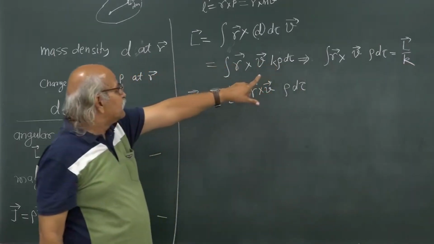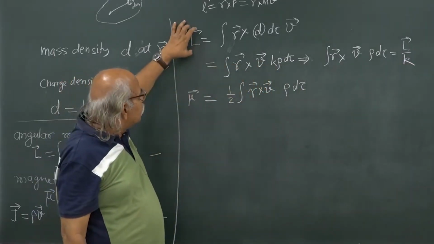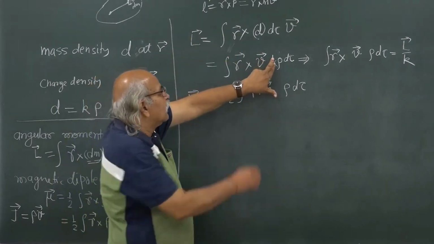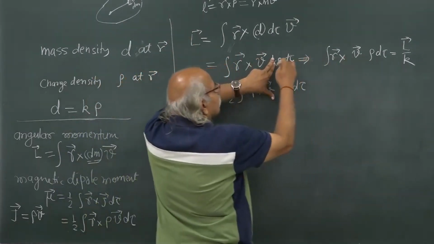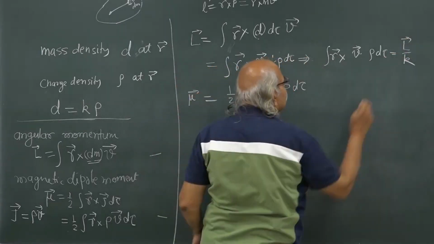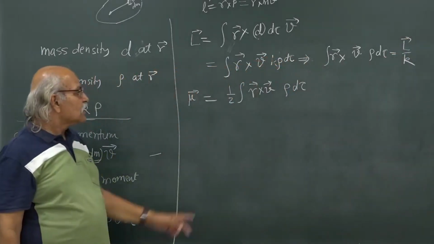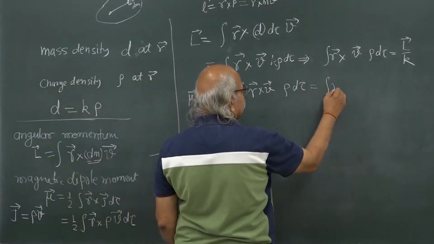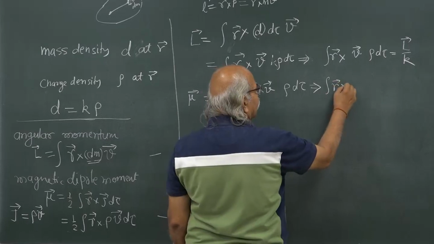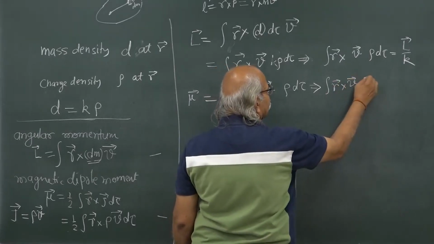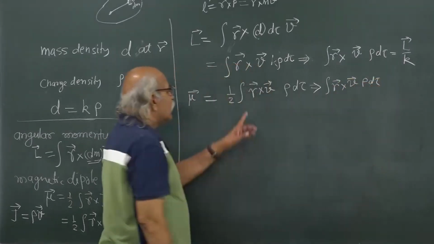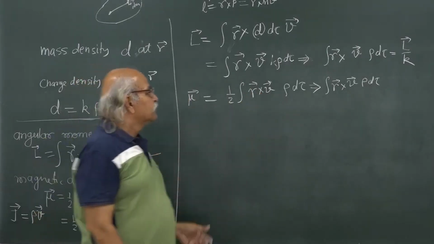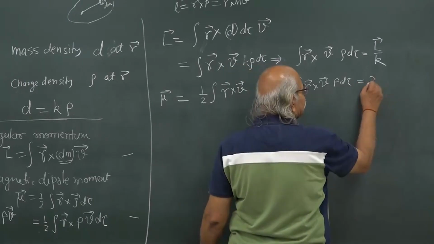Let us see if I have written it correctly. This L divided by k, what is left? r cross v, rho d tau. So this is L by k, and from here this same thing, r cross v rho d tau, integration, that is 2 times mu. This is 2 times mu.